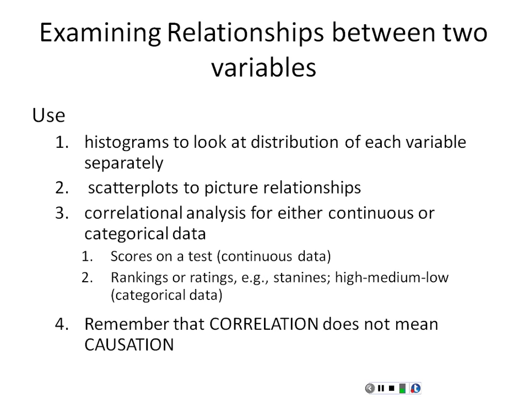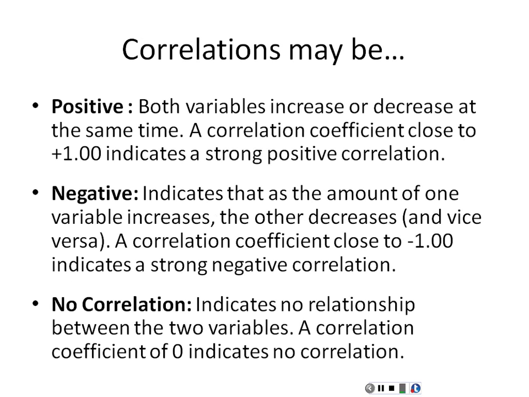So when you're looking at relationships between two variables, you could first of all use histograms to look at the distribution of each variable. You can use scatter plots to picture the relationships, and you can use correlational analysis for either continuous or categorical data. You can use scores on a test, that's continuous data; rankings or ratings, for example, stanines or high, medium, low, that's categorical data. Always remember, though, that correlation does not mean causation.